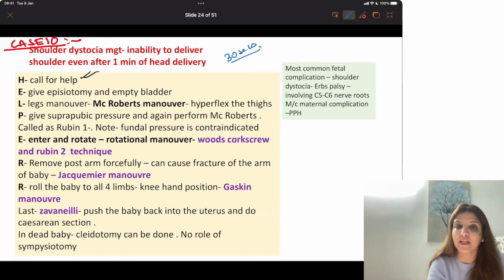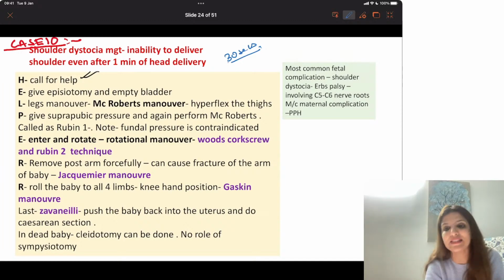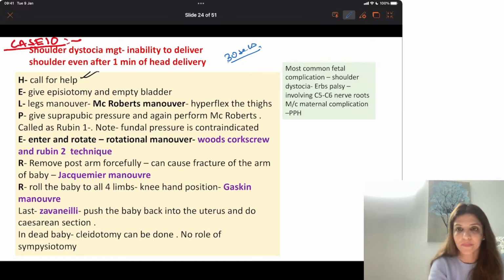Most common fetal complication of shoulder dystocia is Erb's palsy, and in Erb's palsy, it is C5 and C6 nerve roots which are involved, right? So this HELPERR acronym, this is the sequence in which you have to remember the management of shoulder dystocia. You have to remember all the maneuvers which are used for managing shoulder dystocia, right?